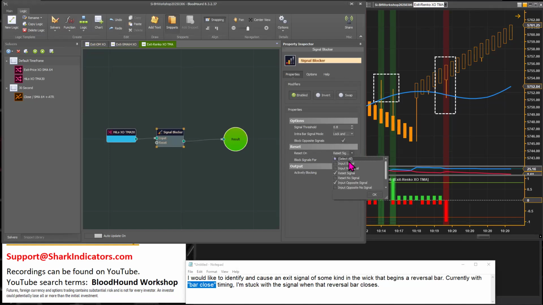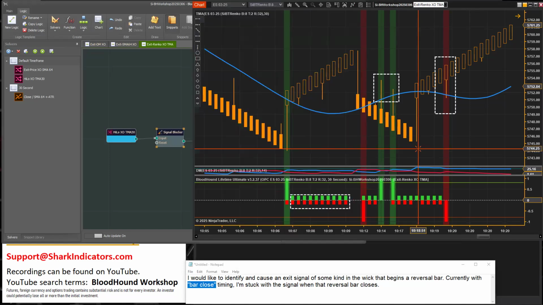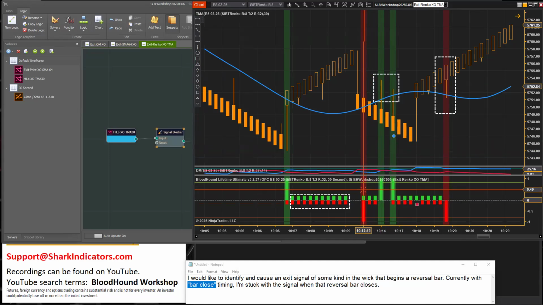And so now we need to figure out the resets here, because yeah, we have blocking. So here's the issue, right? This signal here, if you look, the signal blocker is blocking, and then it stops blocking, and then another signal comes in. So it's blocking, and it actually blocked this reversal bar, right? It actually blocked it.